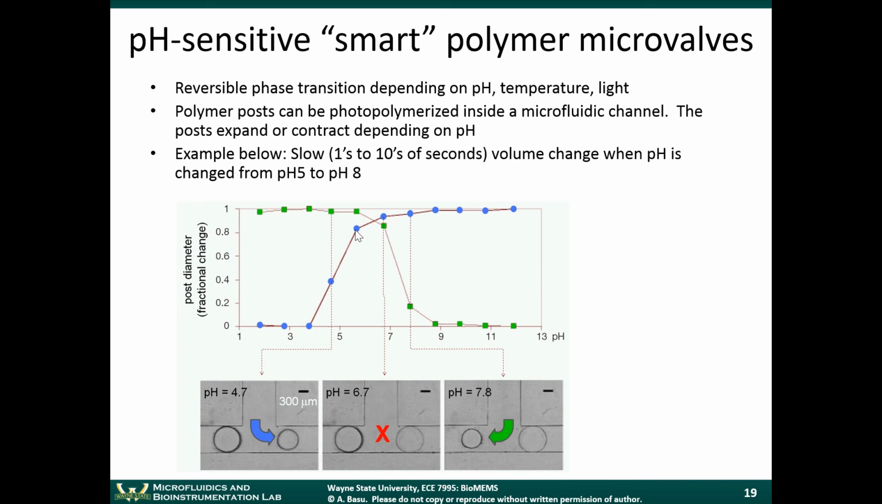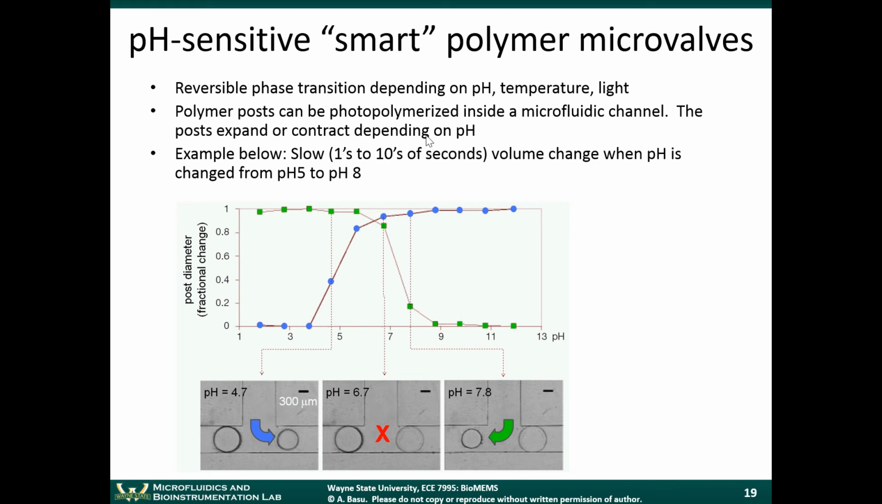So how it works is that the polymer posts are photopolymerized inside the channel. We've already talked about photopolymerization, right? You have your channel, you flow the liquid polymer through there, and then you basically shine a beam of light into certain areas of the channel. That beam of light polymerizes the liquid and turns it into a solid. So that's how these types of valves are created.